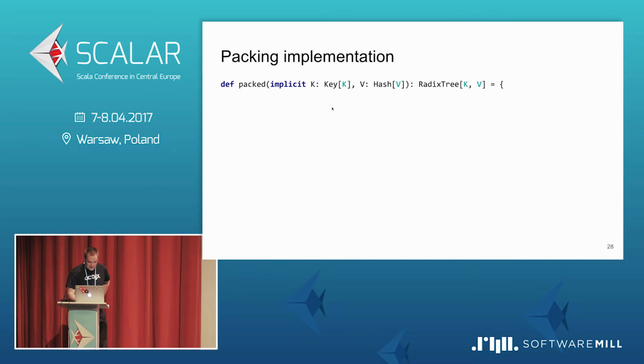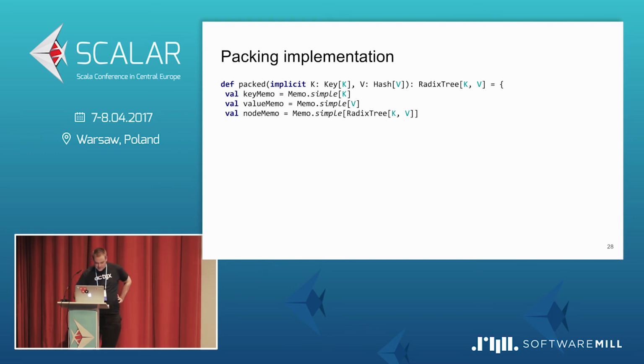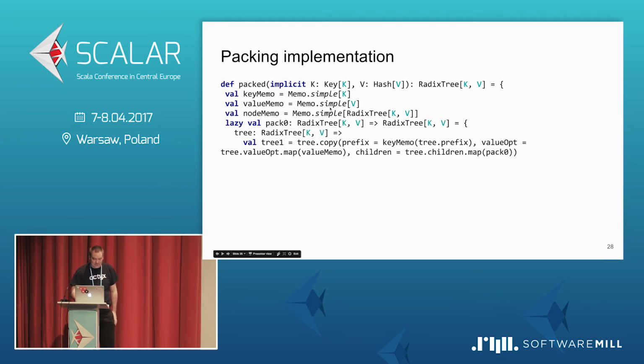So now the packing implementation basically just goes through the tree and has a memo, a dictionary of things that it's already seen, and just packs all the keys, so the prefixes, all the values, and also the nodes themselves. So if it sees a node that is exactly identical to a node that it has seen before, then it just keeps one copy. I don't want to go into much detail here because I don't have that much time.